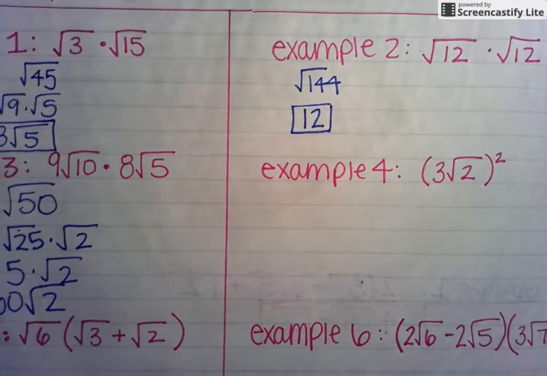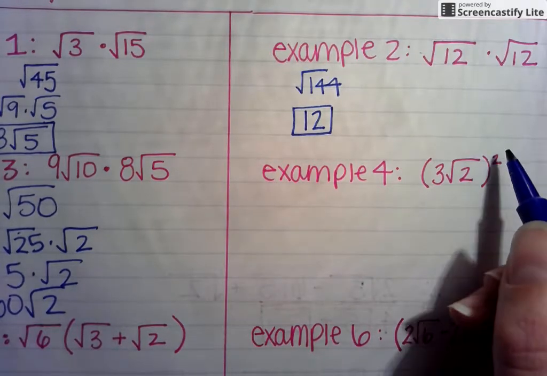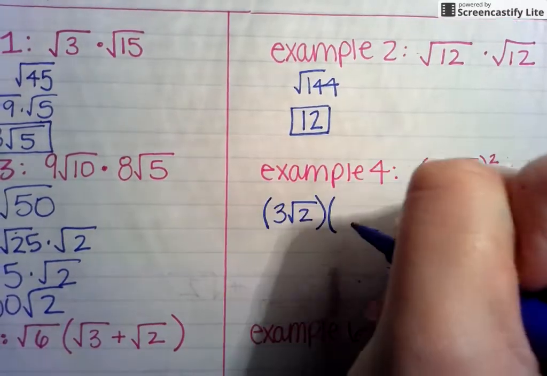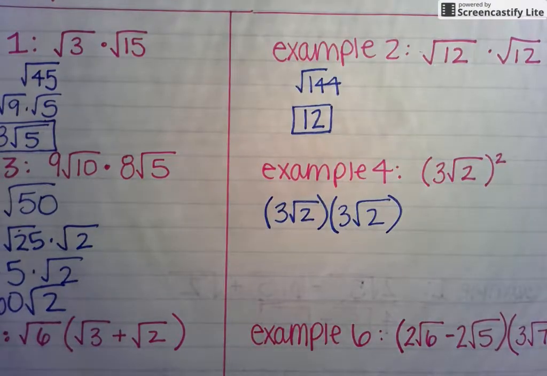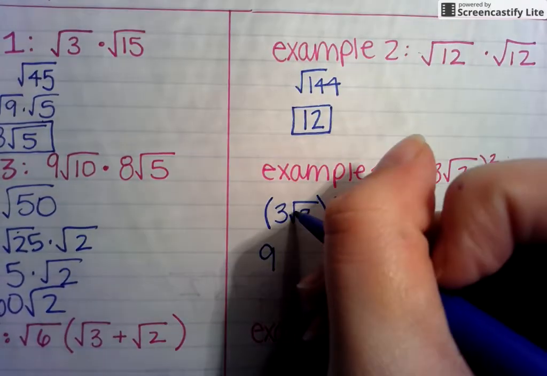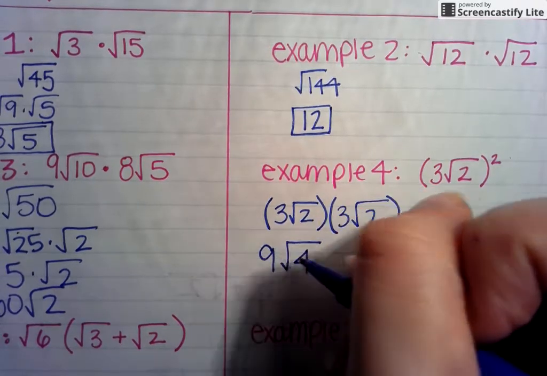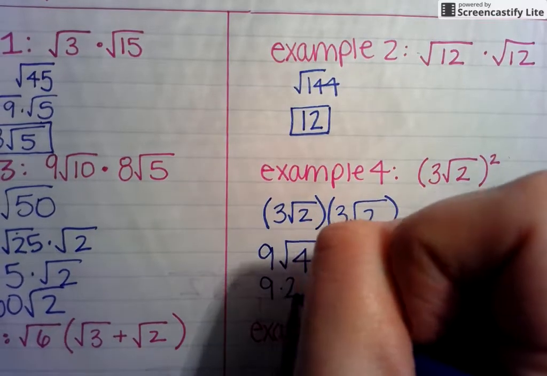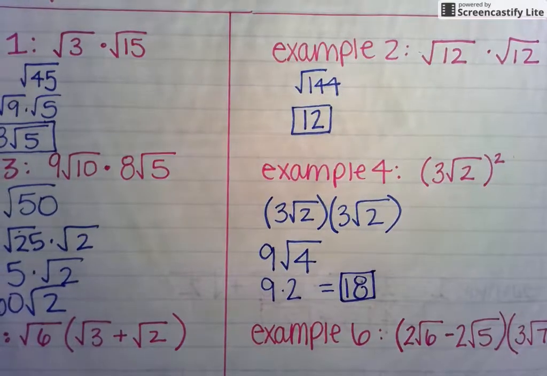Now with this next one, this is saying 3 times the square root of 2, squared. This squared is basically saying that this is 3 times the square root of 2 times 3 times the square root of 2. So that squared means it's being multiplied twice. So I have 3 times 3, which gives me 9. The square root of 2 times the square root of 2 is the square root of 4. So I have 9 times the square root of 4, which is 2. So I have 9 times 2, which is going to give me 18. So that would be my answer.